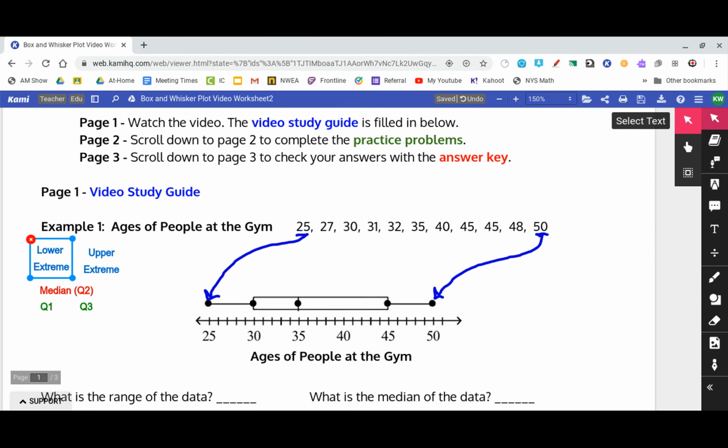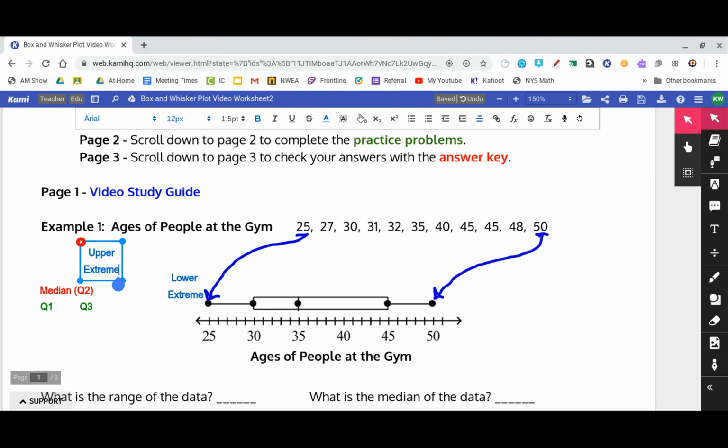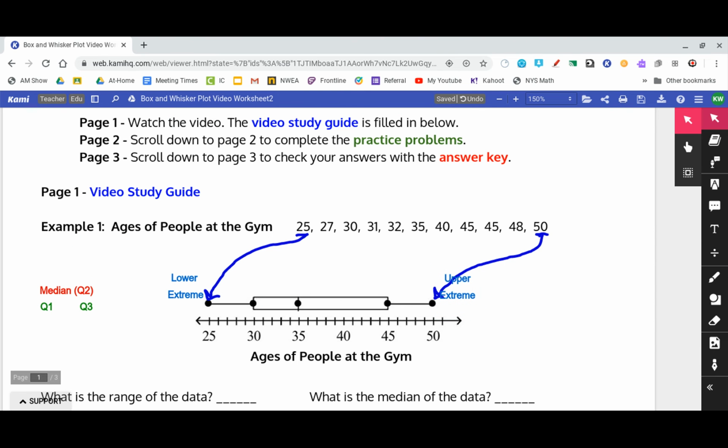So let me move it, if it cooperates with me. Come on. There we go. 25 is our lower extreme. It's our lowest number. And then 50, let's see. Yes. 50 is our upper extreme. So those are 2 of the points that go on the box and whisker plot. All right, 3 more points to go.